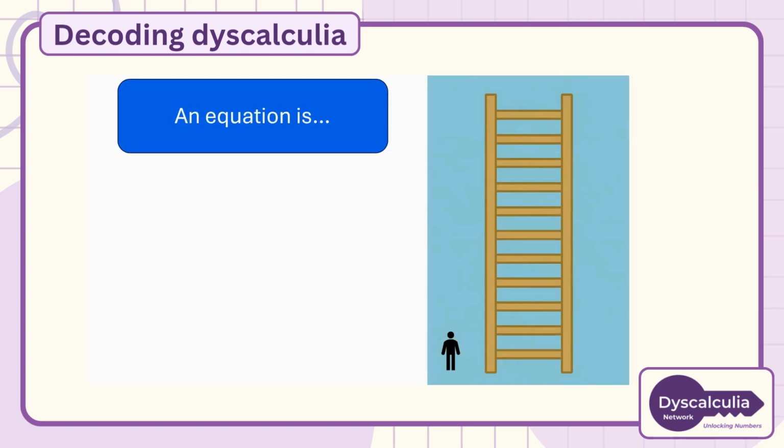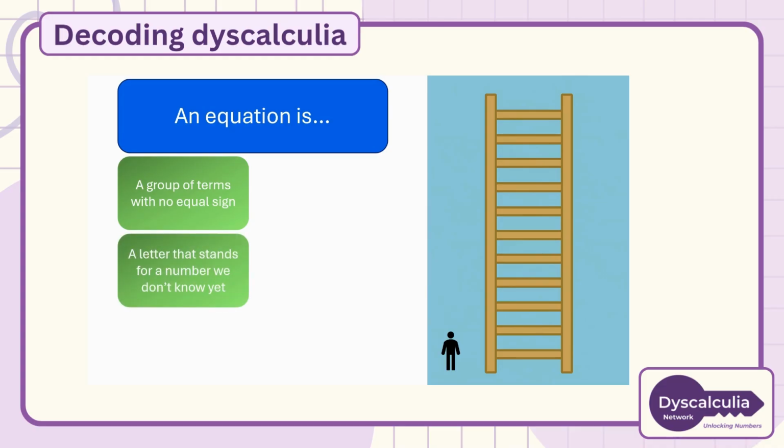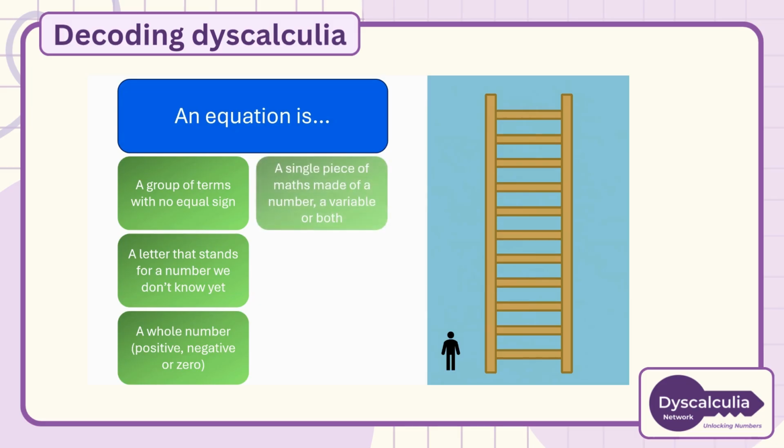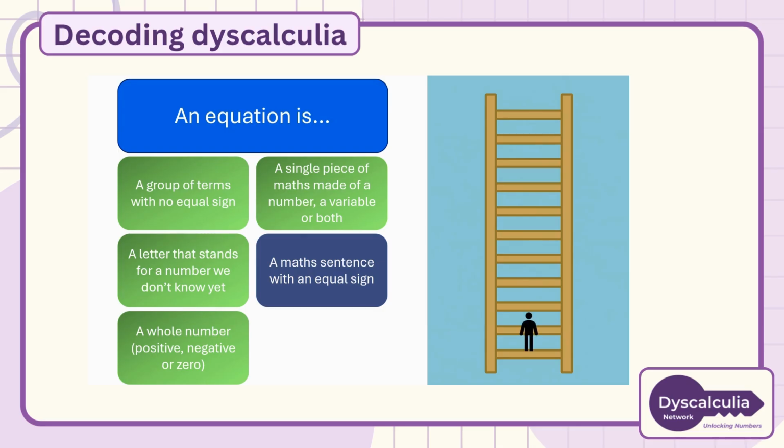An equation is: a group of terms with no equal sign; a letter that stands for a number we don't yet know; a whole number, positive, negative or zero; a single piece of maths made up of a number, a variable or both; a math sentence with an equal sign. Pause the video while you think about it. Did you get this? A math sentence with an equal sign. If you did, move up one rung on the ladder.